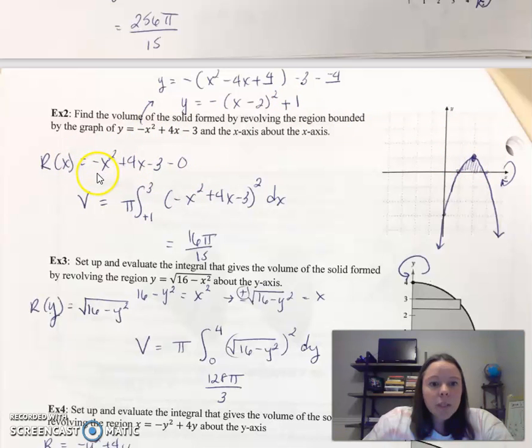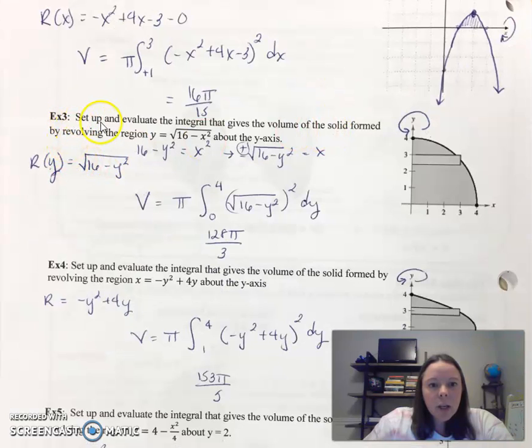Okay, so set your function here equal to 0. I'll explain the minus 0 here in just a second. All right, but yeah, set your function equal to 0 to figure out where it hits your x-axis, and then that gives you your bounds. So pi times the integral from 1 to 3, and then that's your radius, all squared dx. Okay.